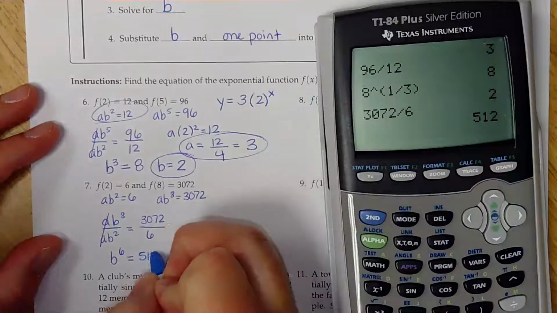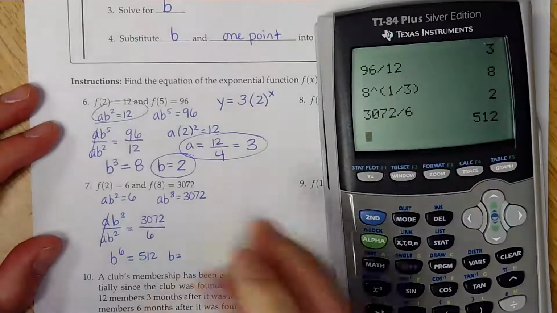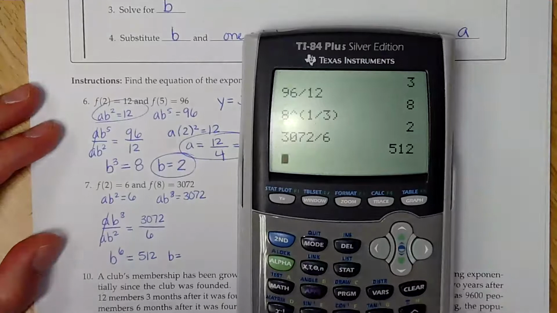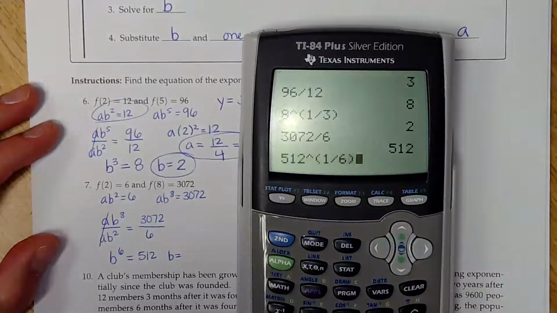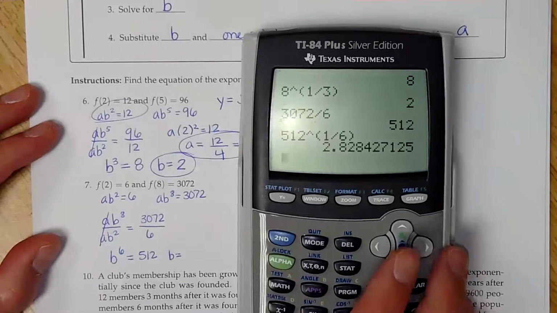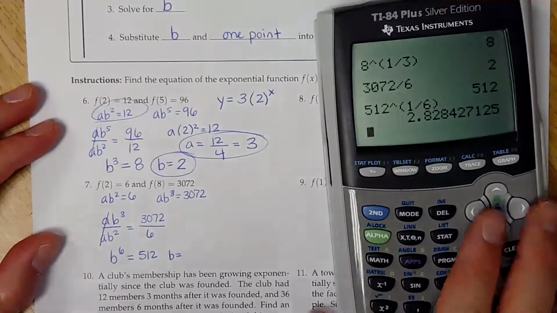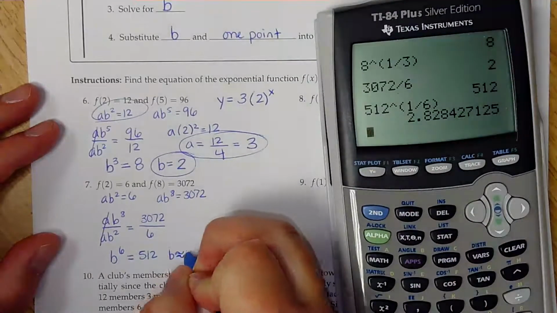And then to get b, I'm going to just raise that to the 1/6 power, so I can take that 6th root. So it gives me about 2.83 roughly.